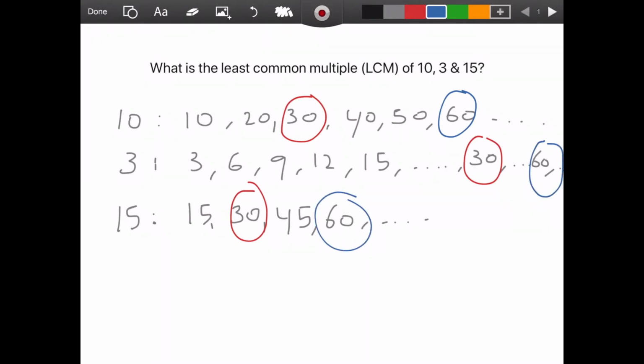Alright. Like I said earlier, if you list the multiples of 10, 3, and 15 longer, you realize that there are many more common multiples among these three numbers. Looking at the screen right now, the question asks what is the least common multiple, right? So that means we are only interested in the smallest common multiple, and from the screen it's obvious that the smallest common multiple is in red, which is 30. This is the answer, right? Okay, so this is the first method.